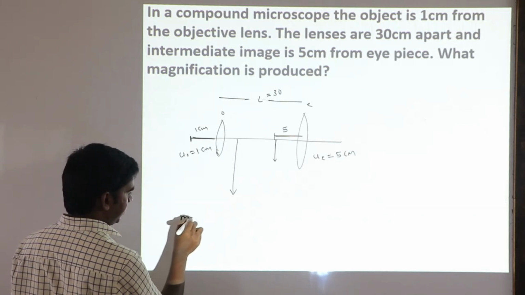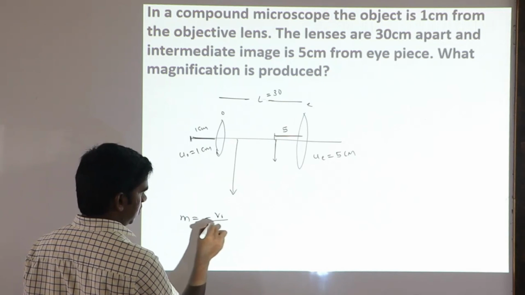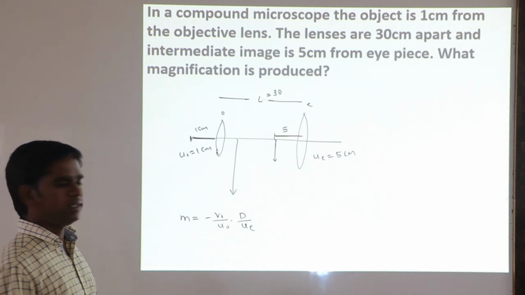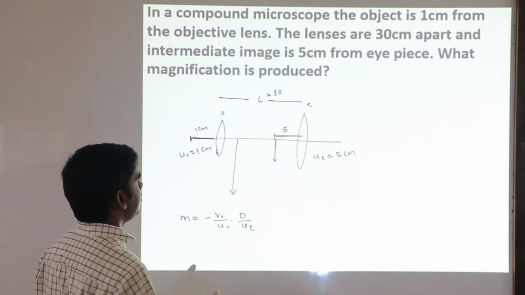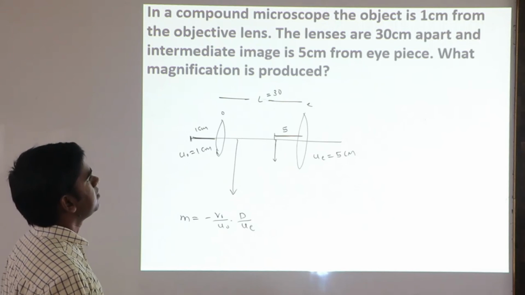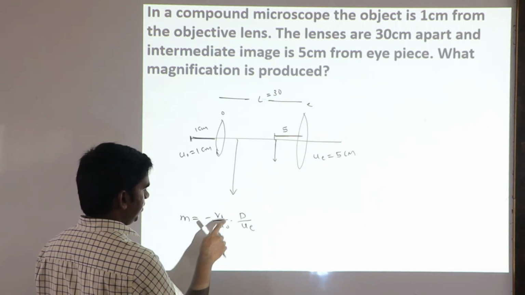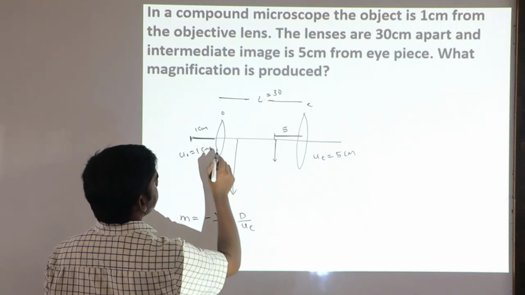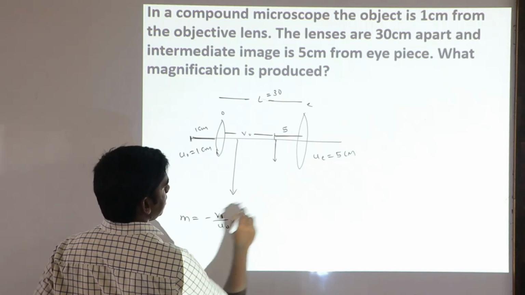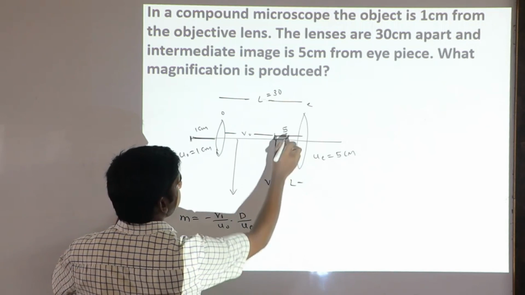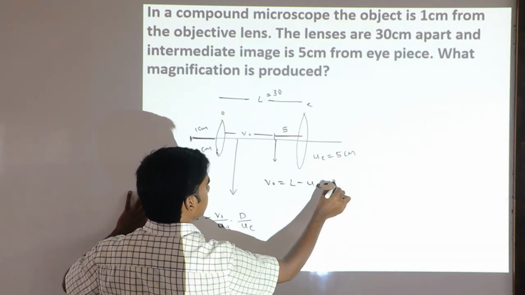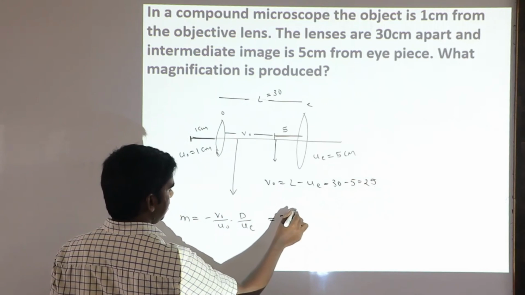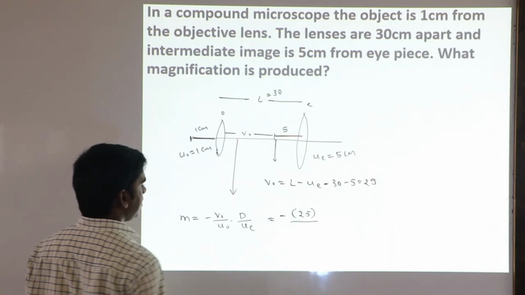So select the magnification produced as minus V naught by U naught into D by UE. You can check this in the derivation. It is there in the very next step at the beginning of the derivation for the magnifying power of the compound microscope. So for that we have U naught, UE, and D. Only thing needed is V naught. Can you write V naught as L minus UE? So L is 30 minus 5, this is going to be 25.